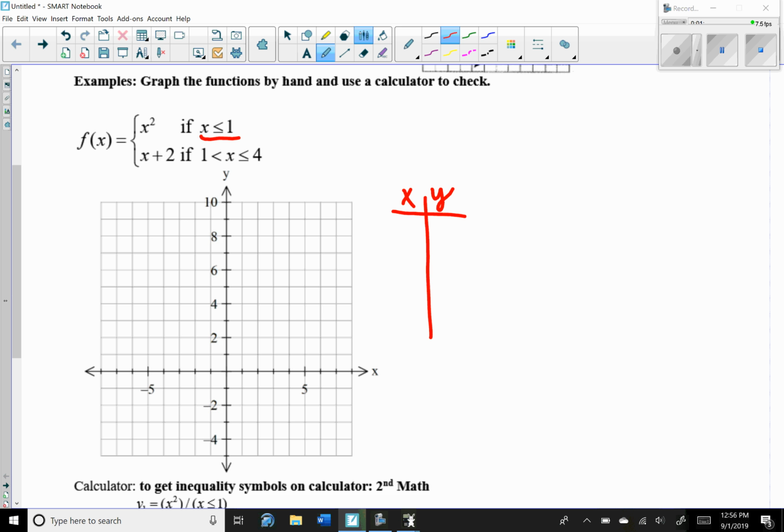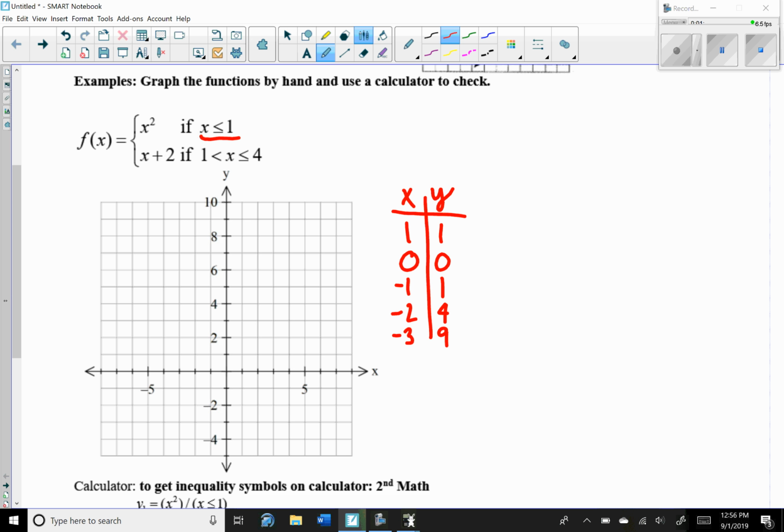So we have x values less than or equal to 1, and I'm always going to start at that value that we have at the transition point, so 1. So if I plug 1 into my quadratic function, 1 squared is 1. If I look at my transition point, we want x values less than or equal to 1, so the next value I'm going to use is 0. 0 squared is 0. Then I'm going to use negative 1. Negative 1 squared is 1. Negative 2 squared is 4, and negative 3 squared is 9.